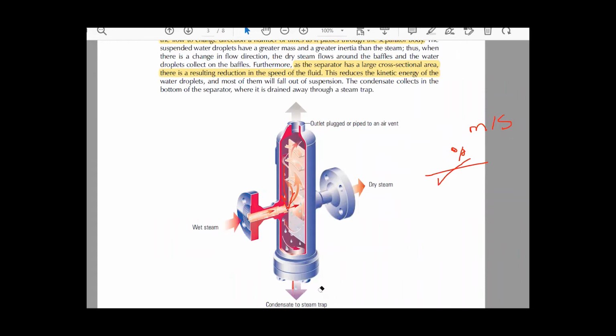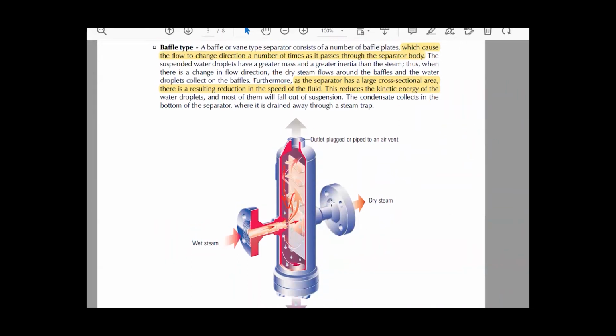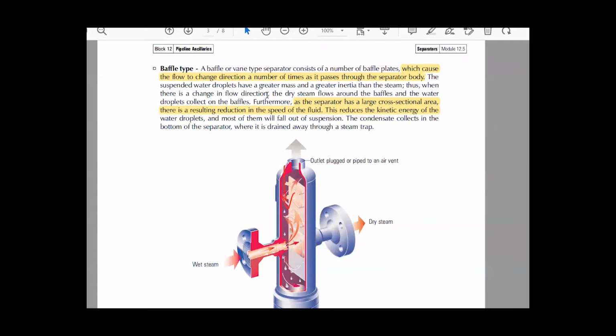So this is the first type of steam separator. Let's read these lines together. The baffles of the vane type separator are a number of baffle plates, which cause the flow to change direction a number of times as it passes through the separator body.